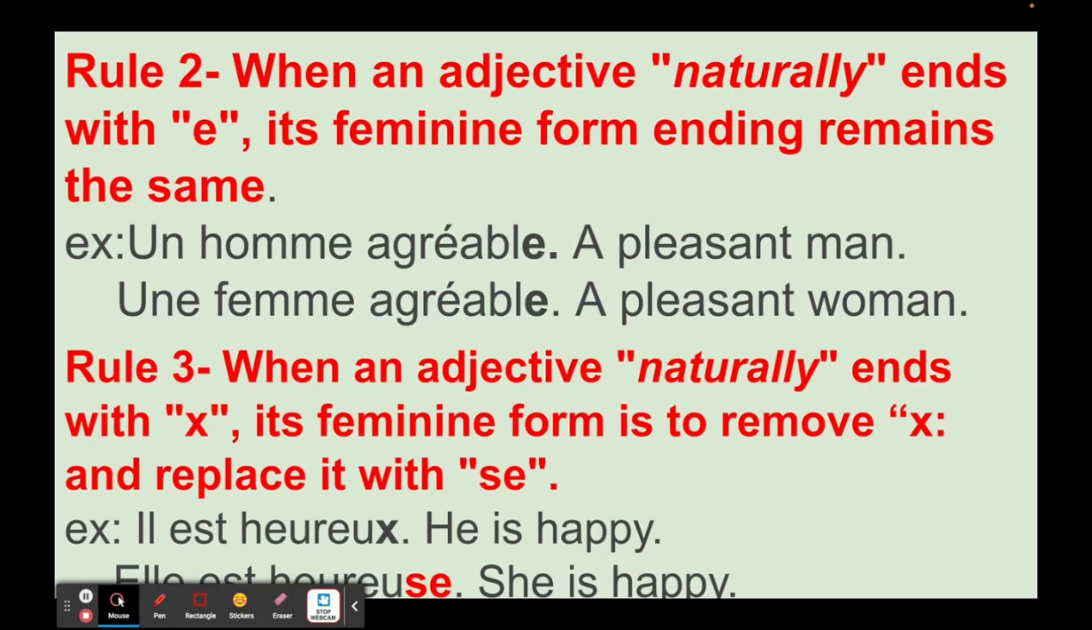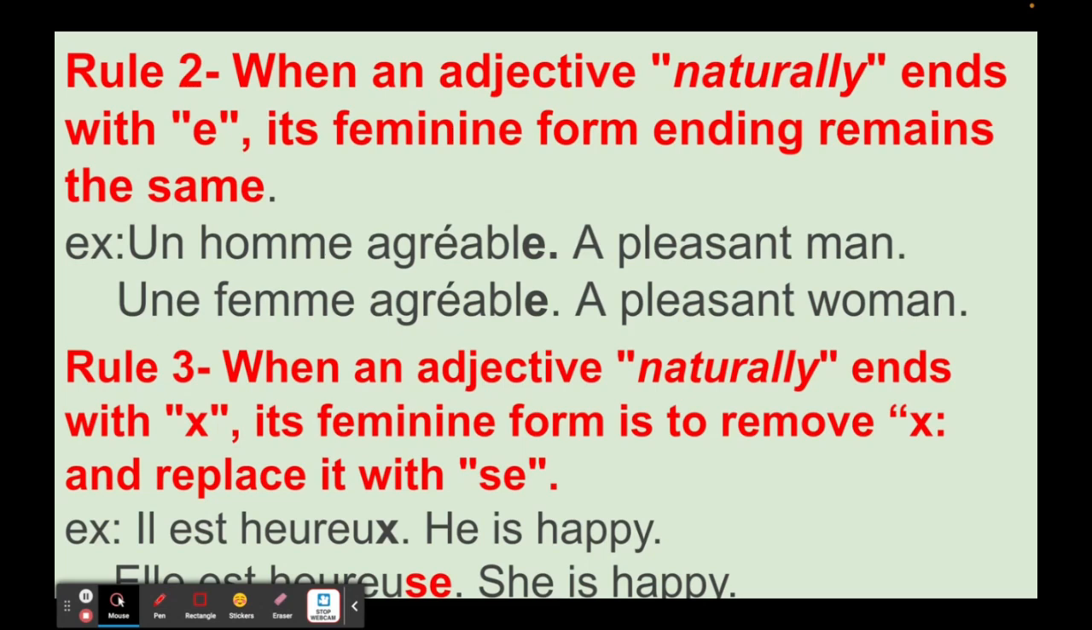Rule number three, which is this one, is different. Here you go. When it comes to number three, if we have an adjective whose masculine form ends with an X at the end, for the feminine form you're going to have to remove that X and replace it with SE. Remember, at the beginning of the year I had a video and I told you that every time you remove something in French, you're going to have to replace it with something else. And here is another example, because we did that with the ER verbs. So again, when you remove the X from the masculine form, for the feminine form, replace it with SE.